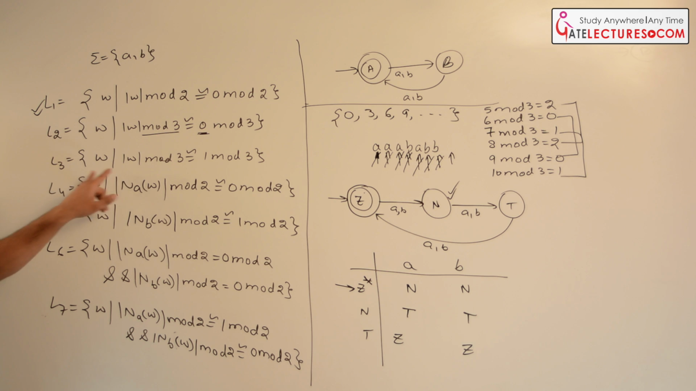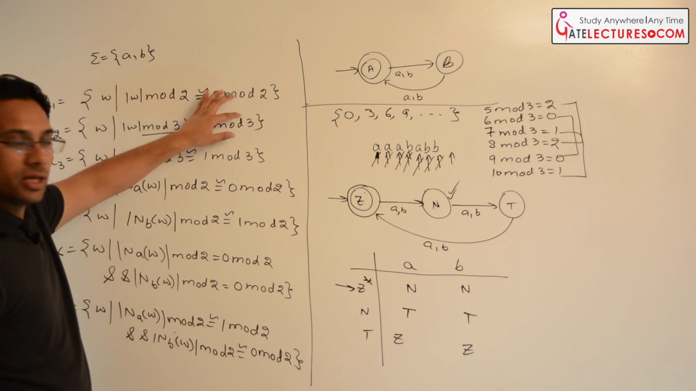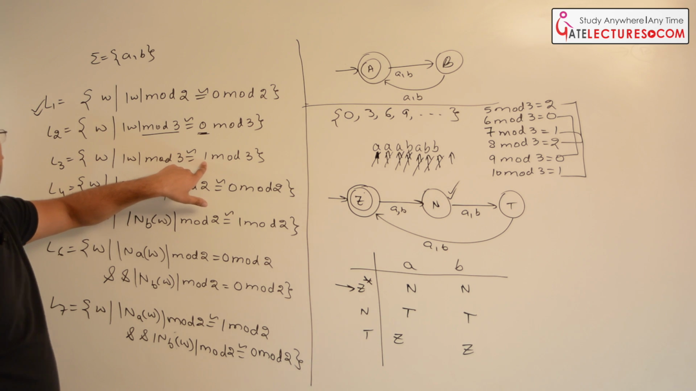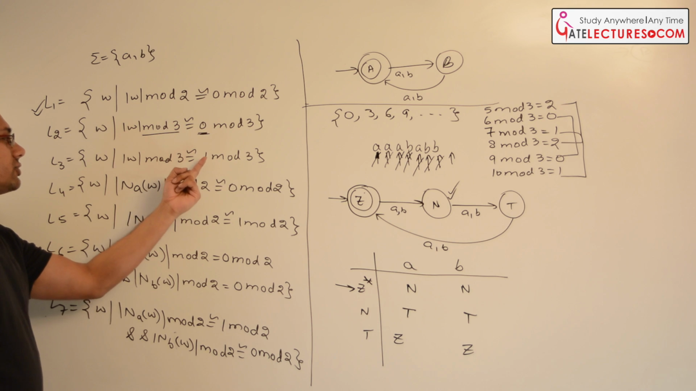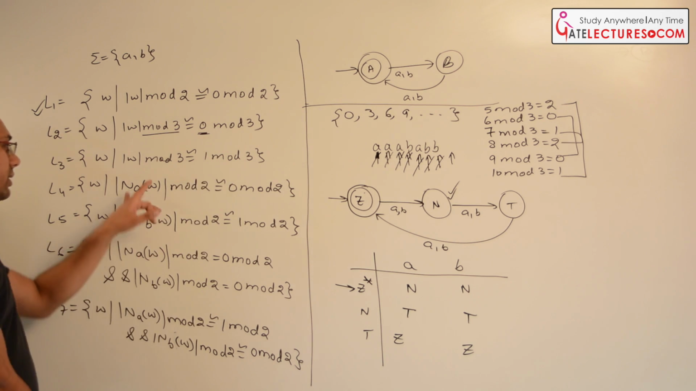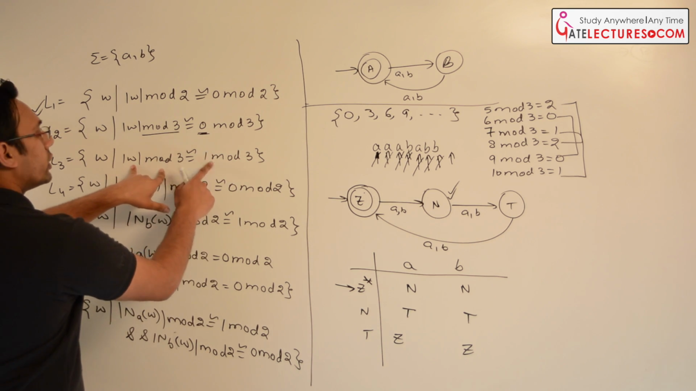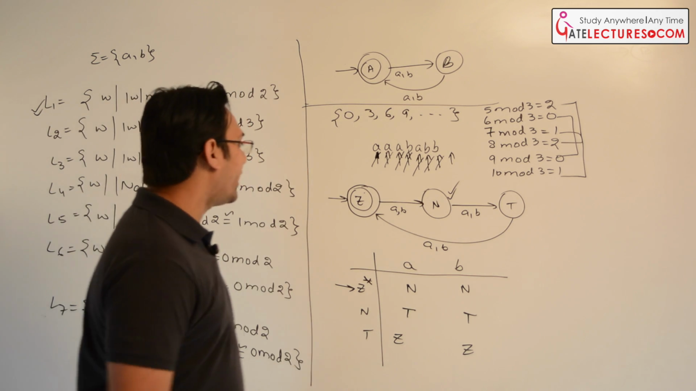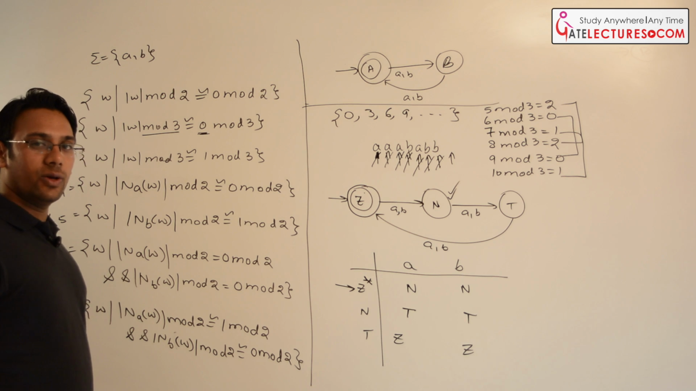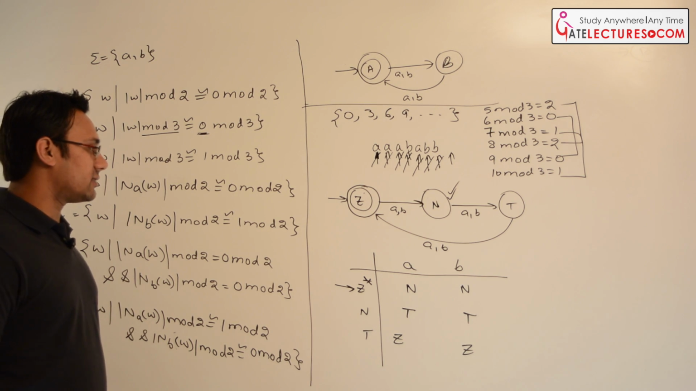Fine. Now the next question is related to the previous question. In the previous question, it was 0 mod 3. In the next question, it is 1 mod 3. That means if we divide the length of the string by 3, then the remainder should be congruent to 1 mod 3. That means the remainder should be equivalent to 1 only. The remainder will be 1. So if you want 1 as a remainder, then what will be the final state in that case?